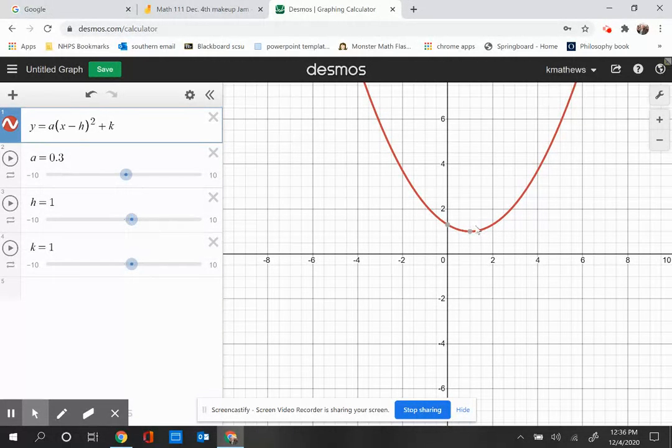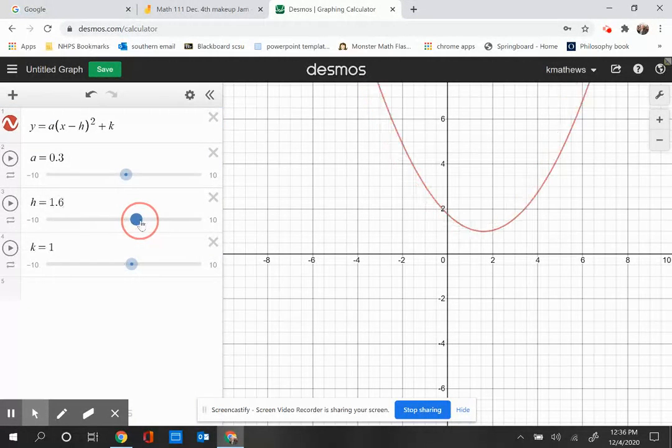All right, right here, the vertex is 1, 1. But what happens when we move around h? Now remember, h is associated with the x up here. And this is the x-axis, the horizontal axis. So when we move h, oh my goodness, it moves it right and it moves it left.